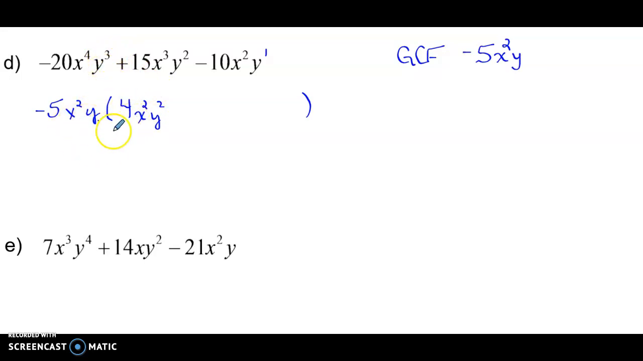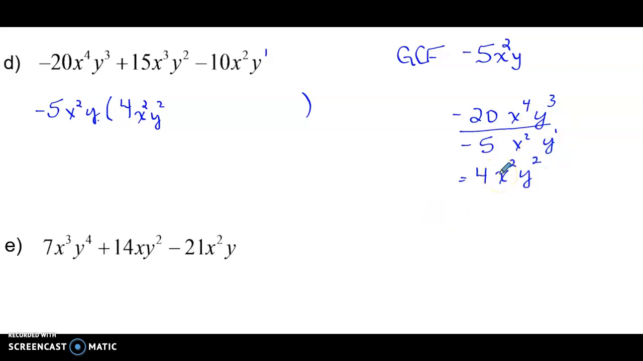If you find that multiplying through difficult, you could also do this. So on the side of your page, you're going to go negative 20 x to the 4 y cubed divided by your GCF, negative 5 x squared y. Divide your numbers, you'll get the 4. Divide your x's, you'll get your x squared. Divide your y's, you'll get your y squared. Either way is fine. I'm going to continue with multiplying through.